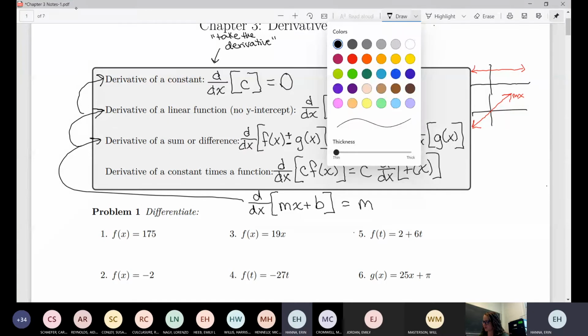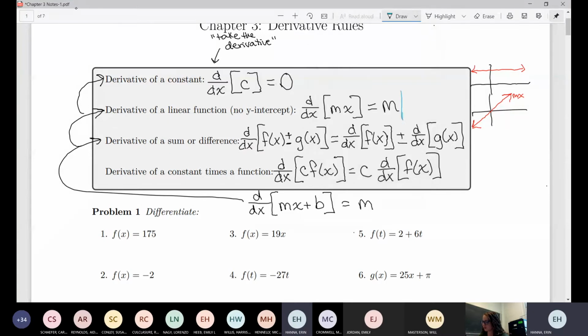Oh, I should write this down. I'll write it in a different color. A special case of the mx case is that the derivative of just x is 1. It's technically covered under that case, but for some reason a lot of people don't realize it, and then they forget what the derivative of x is. So the derivative of x just by itself is just 1.